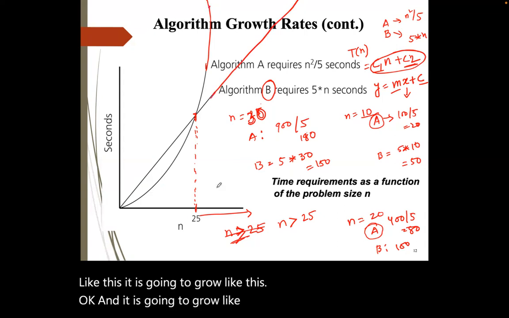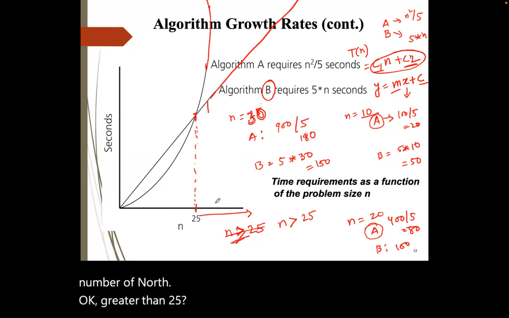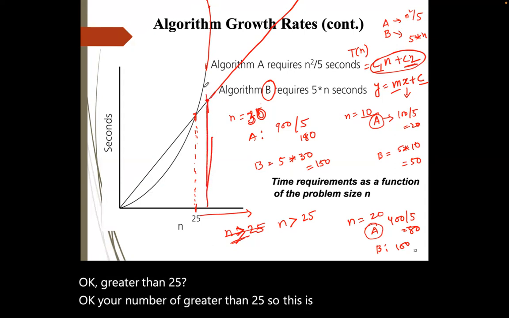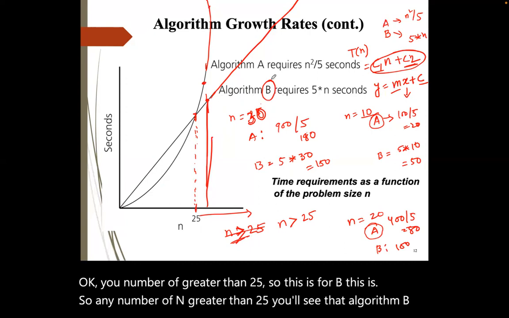Now just think about any number n greater than 25. So this is for B, this is for A. So for any number n greater than 25, you'll see that algorithm B is going to work faster.